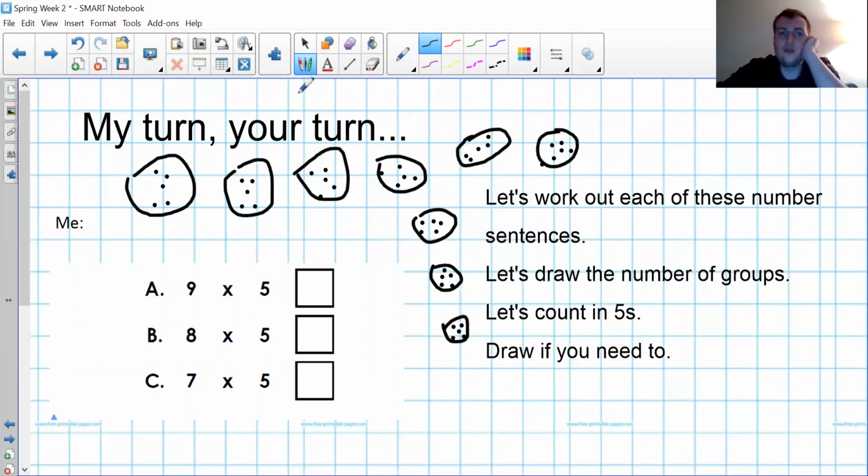So once you've done all the dots, you can then count your groups. 5, 10, 15, 20, 25, 30, 35, 40, 45. So your answer for 9 times 5 is 45.